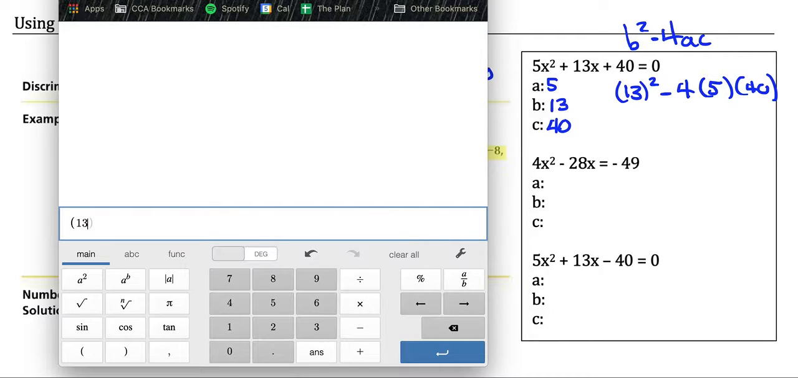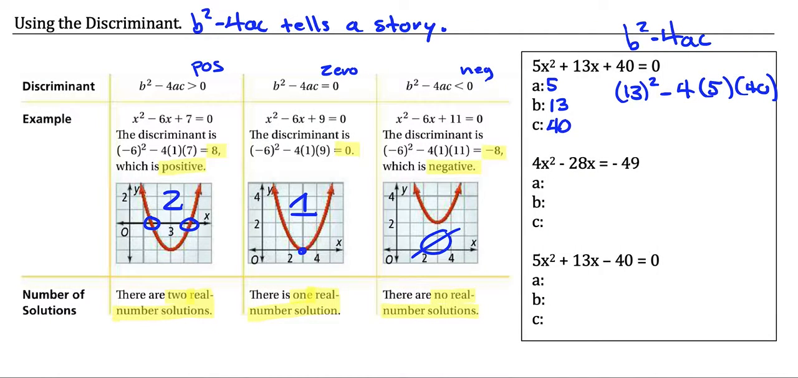So here we go, 13 squared, where's the square button? 13 squared minus 4 times 5 times 40 is negative 631. That's not good. All right, so our discriminant is negative 631. So if we have a negative discriminant, that means we're going to have no solution. So there you go. This is why I like to attack the discriminant first in terms of the entire quadratic formula, is that if the discriminant's negative, you don't even have to do anything. You're just done. There's no solution. Okay, so there you go.